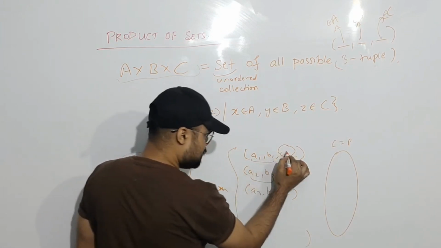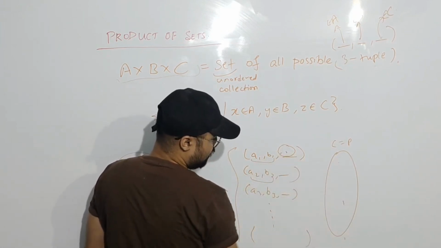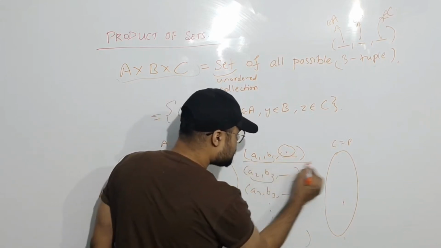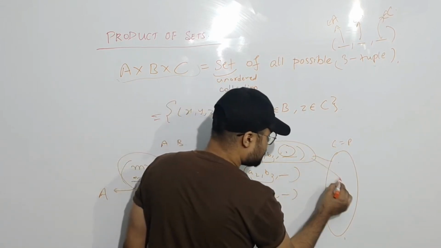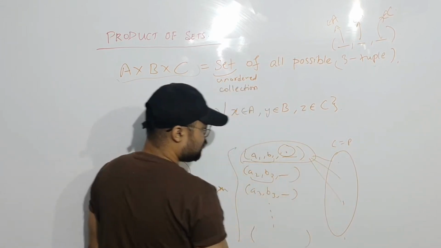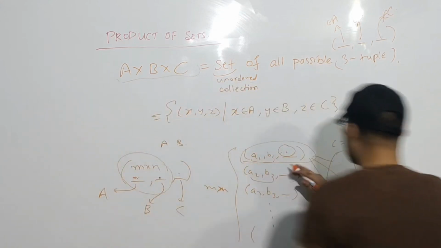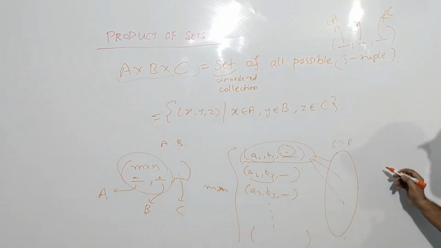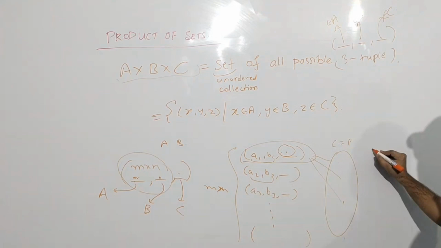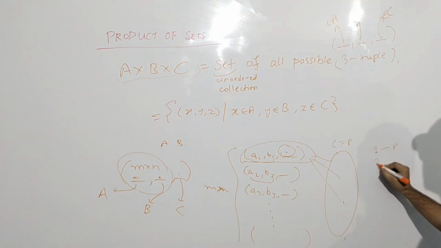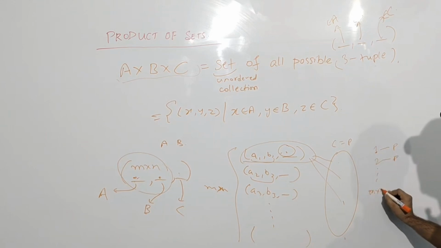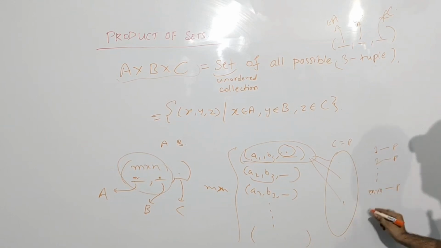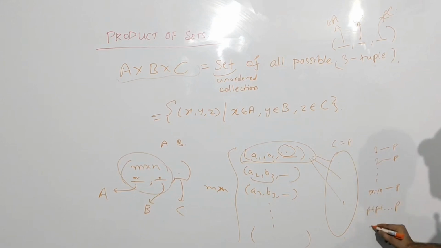Now to include this, we have to pick it from here, and for each of these, you have p choices. So in a similar manner, for the first one you have p choices, for the second one you have p choices, and so on, for the m into nth one you have p choices. So the number of elements becomes p plus so on, p, which is equal to m into n into p.